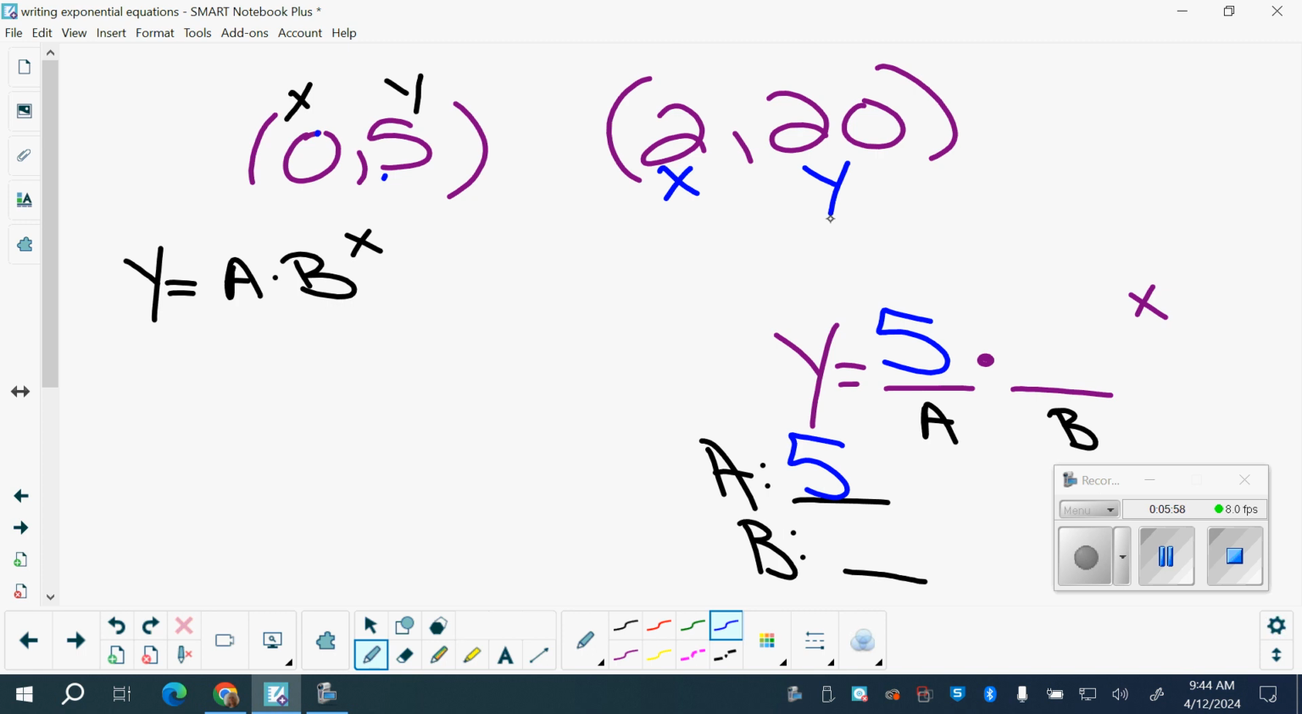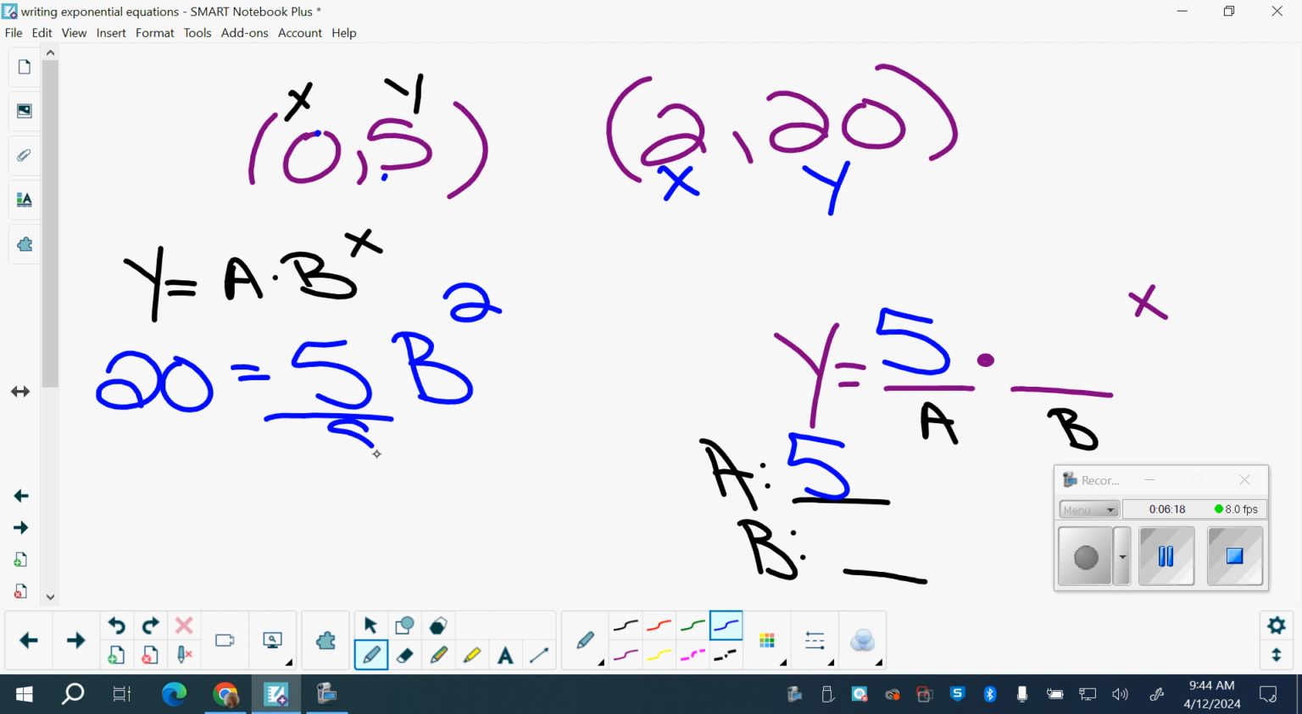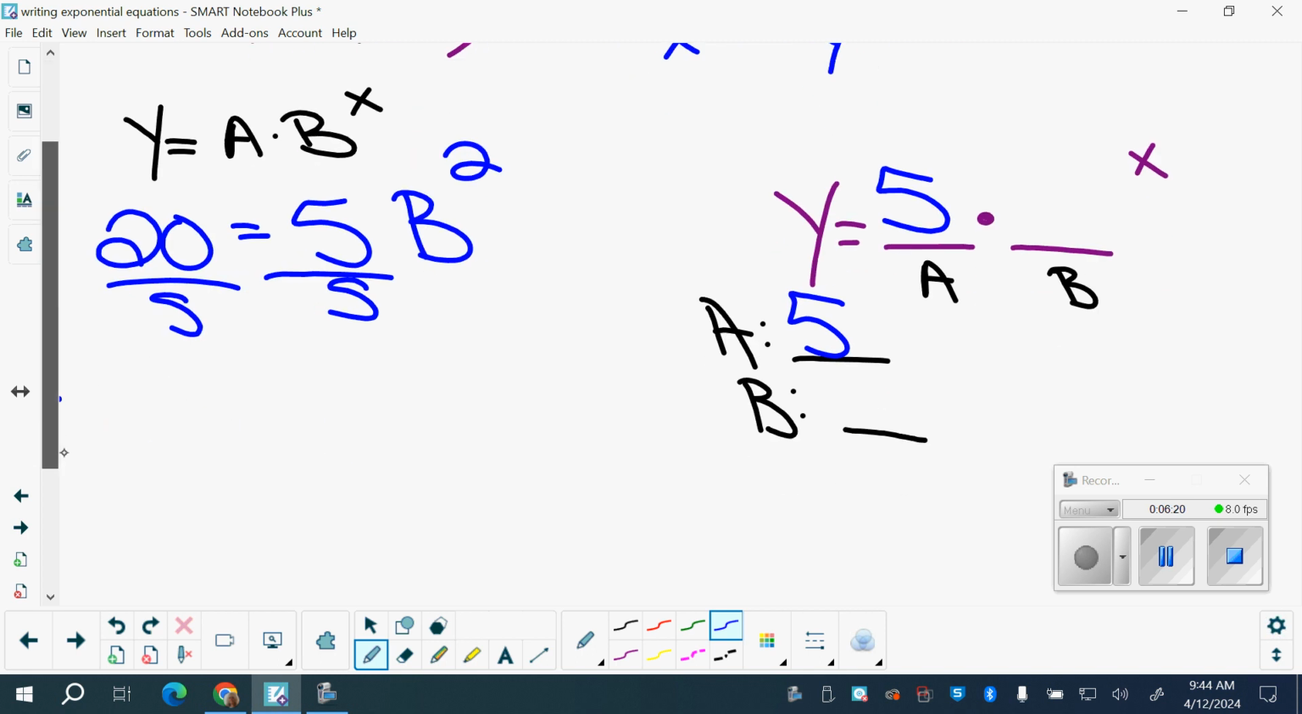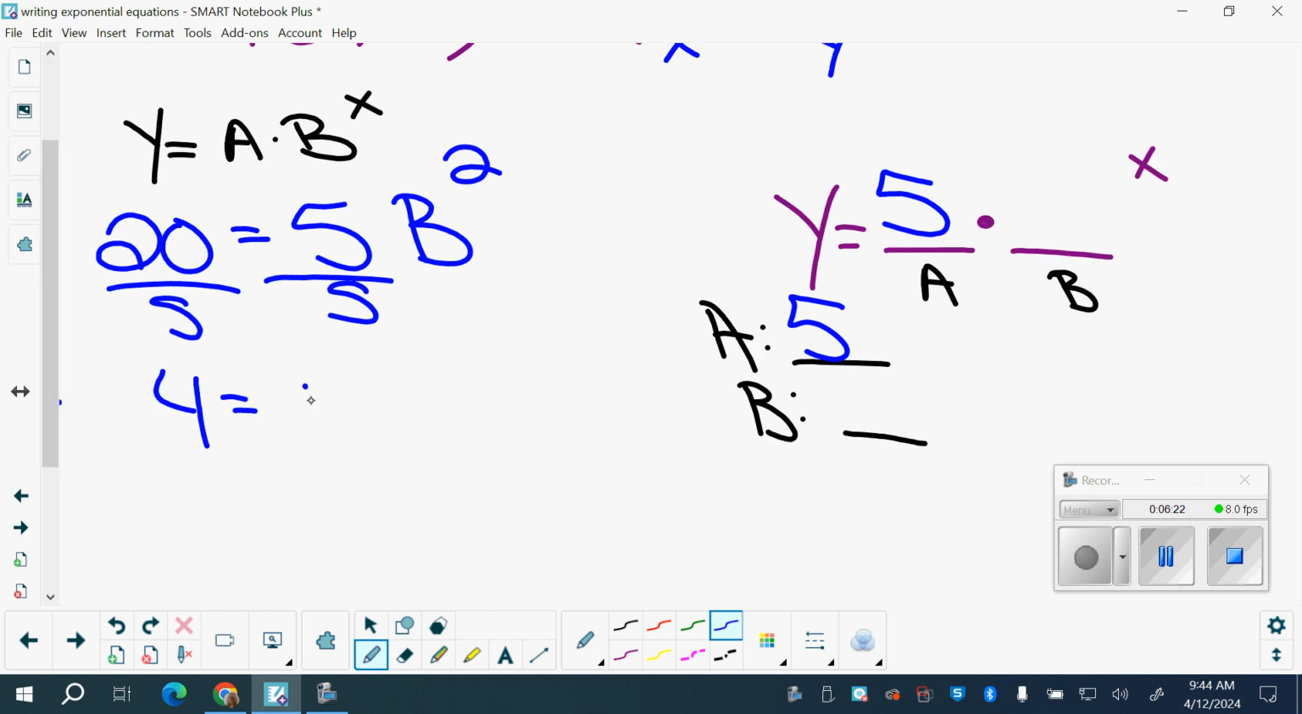Okay, so here we go. Nice and easy. We're going to say 20. Where did that come from? This guy equals 5, this guy B to the second. We're getting B by itself. Light work here. Divide by 5, divide by 5. So we're going to say 4 equals B squared.